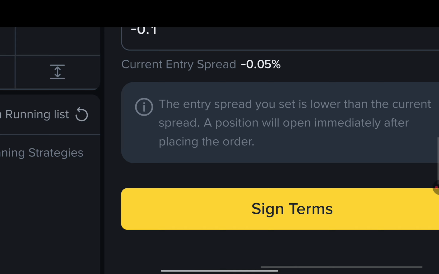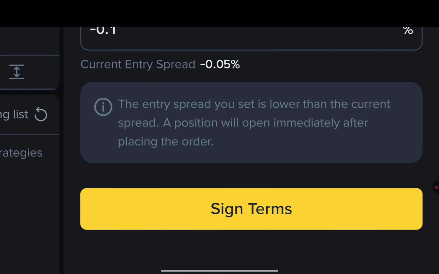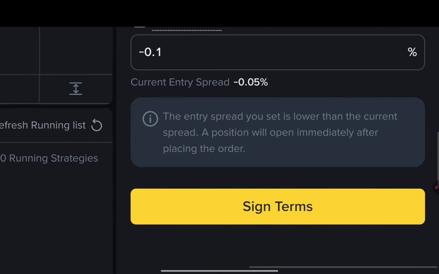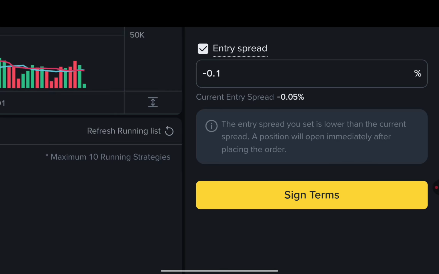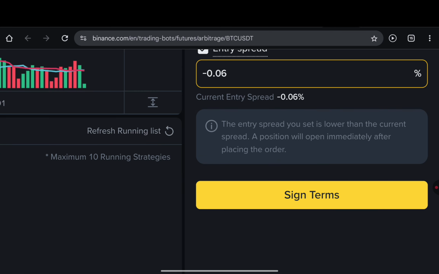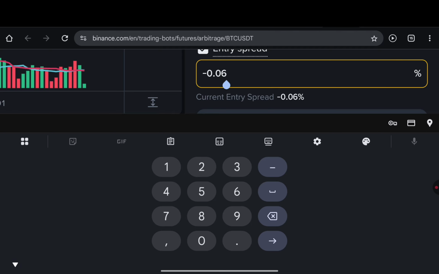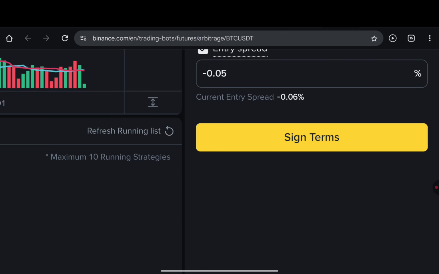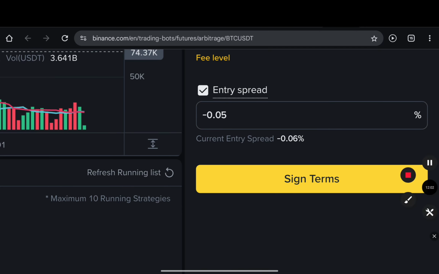While you are doing that, I want you to take a proper look at this over here. It says the entry spread you set is lower than the current spread. A position will open immediately after placing the order. So the current spread for this particular asset is 0.05. It has changed down to 0.06. So what I can do, since I'm seeing the values right here, is put it to 0.06, and you can see currently right now. Let me put it to 0.05 and see what happens. Right, so now you can see that the message has disappeared.